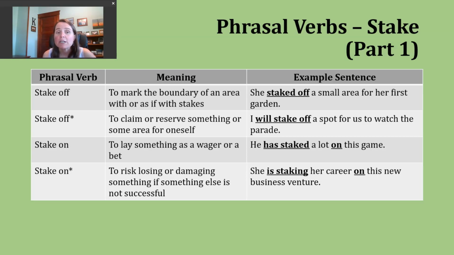One way to use this phrasal verb is to describe the action of marking the boundary of some area, usually or most commonly with stakes, so the things you're going to stick in the ground. An example of this might be, she staked off a small area for her first garden. This sentence is in the simple past tense. We're describing a completed action here. And so maybe someone has inserted various wooden posts to help guide them as to where they're going to till and then ultimately plant their first garden.